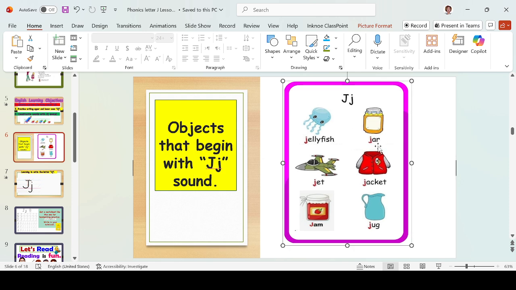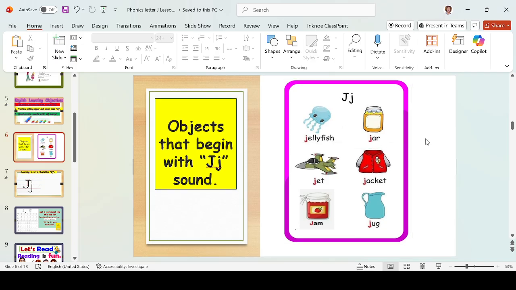Nice one. It's a jar, jar. Okay, and here, what is this? Jet. This is a jet. Very good. And the next one? What is this? Very good.